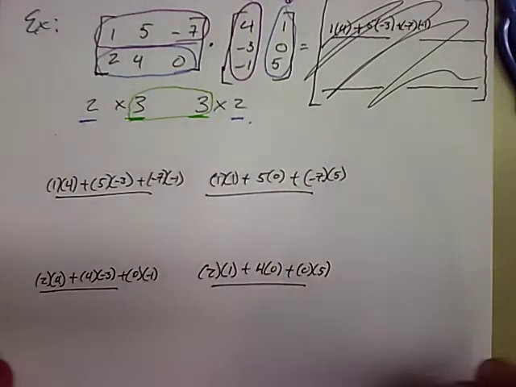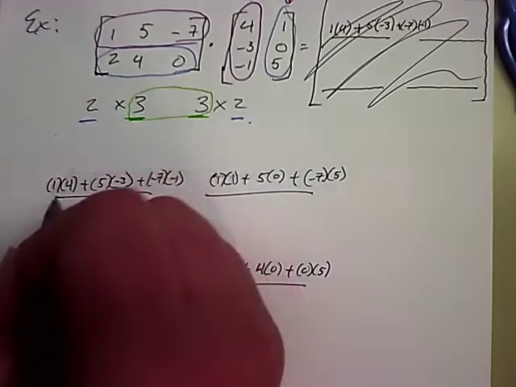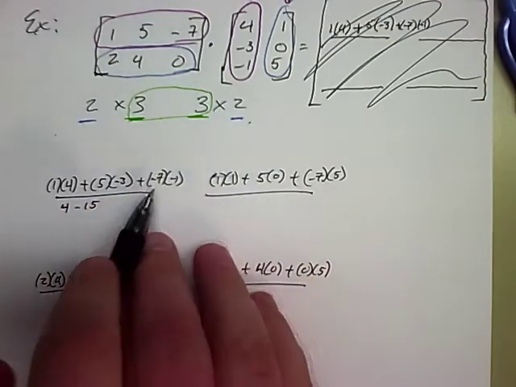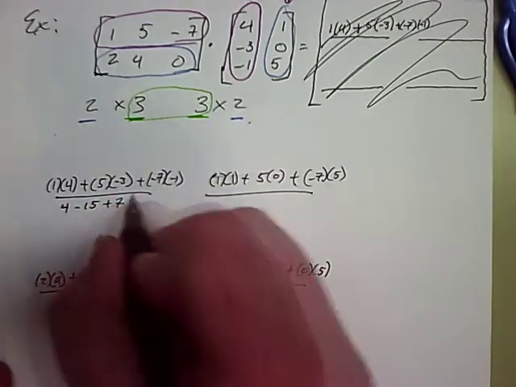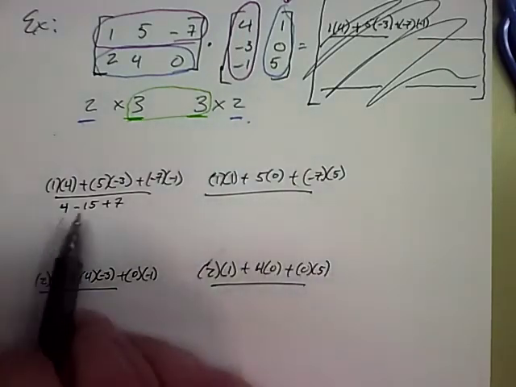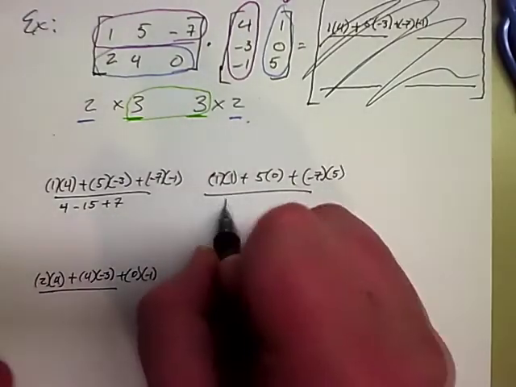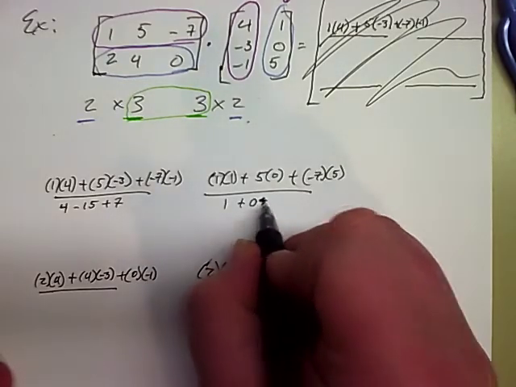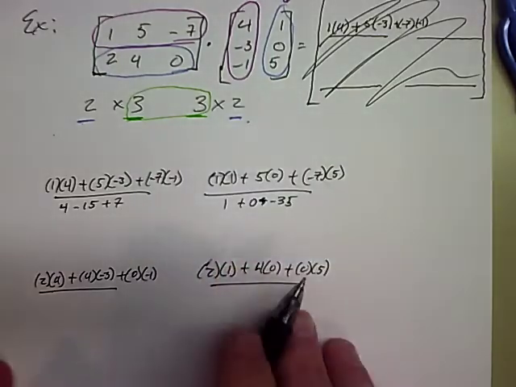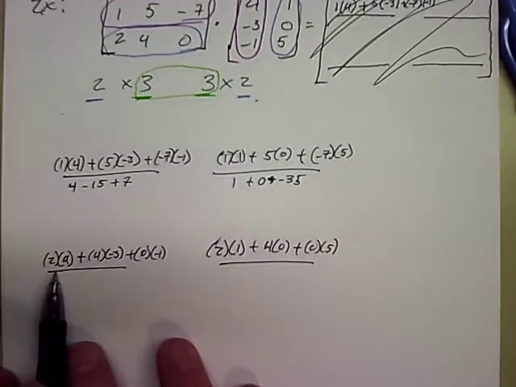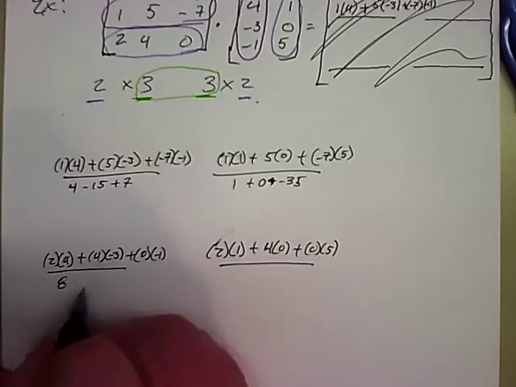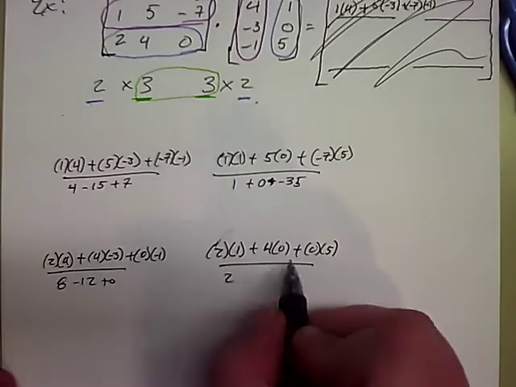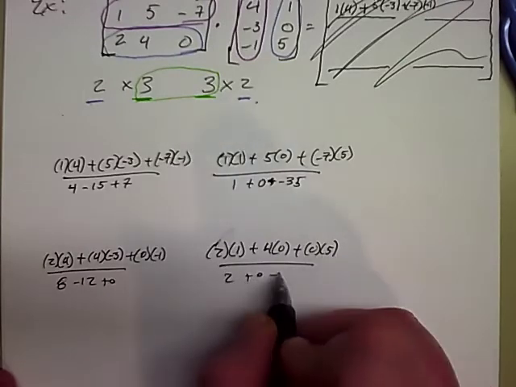All right, now I can just clean this up. 1 times 4, we got 4. 5 times -3 is -15. -7 times -1 is +7. I'm just making notes to myself here. 1 times 1 is 1. 5 times 0 is 0. And -7 times 5 is -35. We can add those up here in a minute. 2 times 4 is 8. 4 times -3 is -12. 0 times -1 is 0. 2 times 1 is 2. 4 times 0 is 0. 0 times 5 is 0.